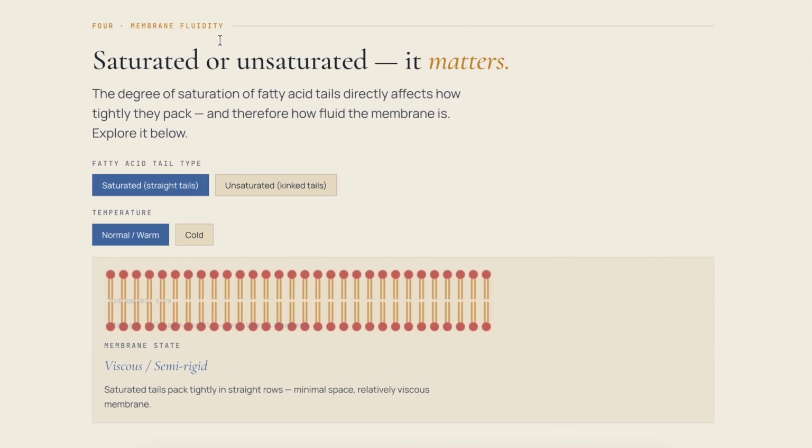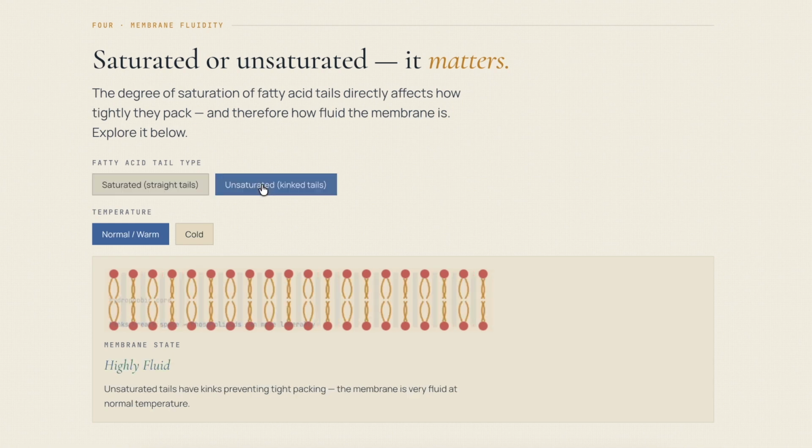So saturated or unsaturated, that matters. What I mean by saturated is that there are no double bonds in the fatty acid tails. If they are unsaturated, they become kinked. And you can see here that kinking means that there's an increase in space between the phospholipids. And the kinking is caused by the unsaturated fatty acid.